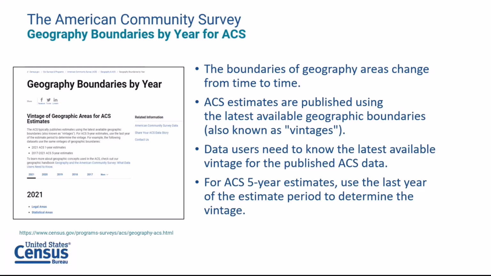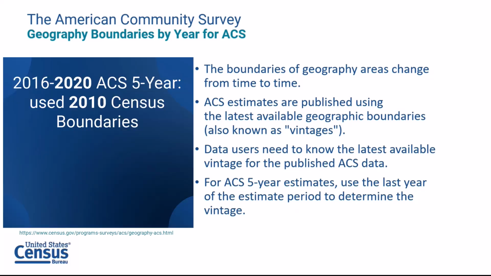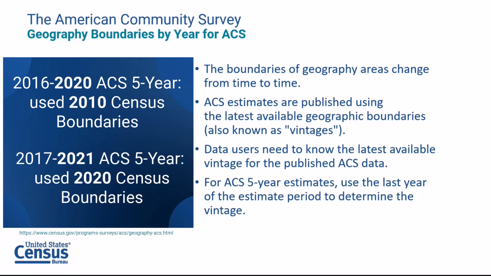This page would be helpful if you're wondering if the most recent ACS data will use the most current decennial census boundaries or the previous decennial census boundaries. For example, zip code tabulation areas were produced using the 2010 census boundaries with the 2020 ACS 5-year data release. But when the 2021 5-year data were published, the zip code tabulation areas were produced using the 2020 census boundaries, not the 2010 census boundaries.